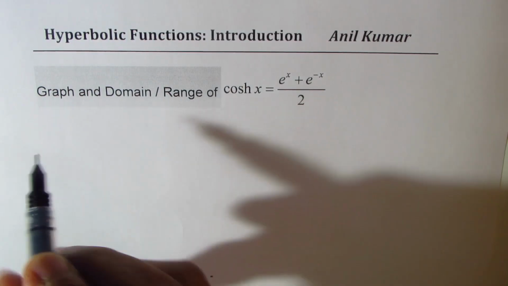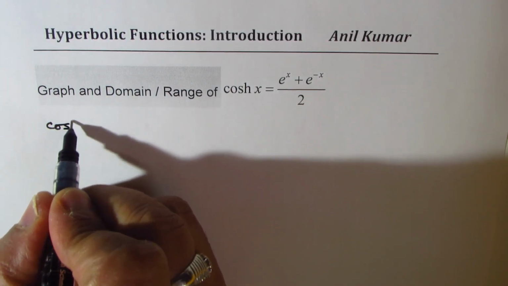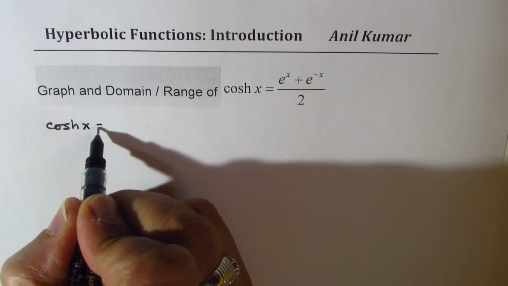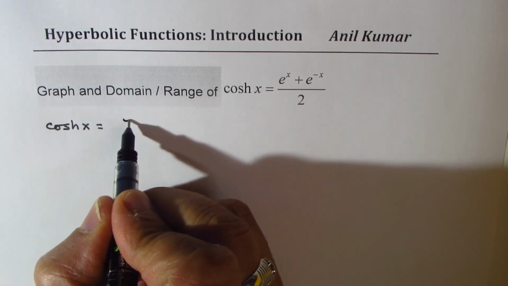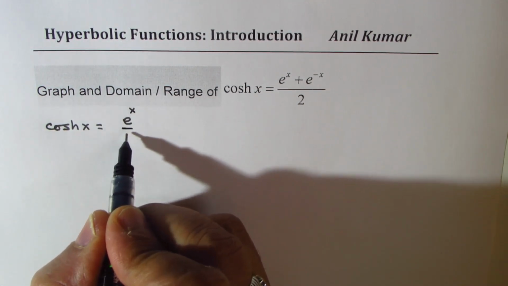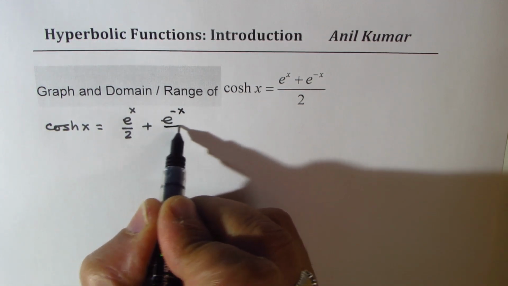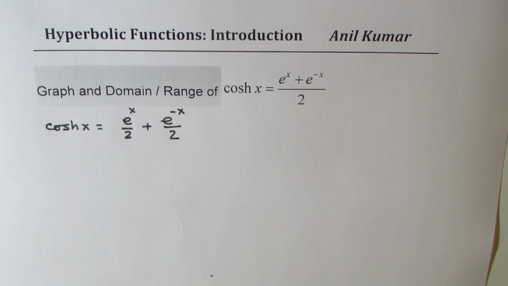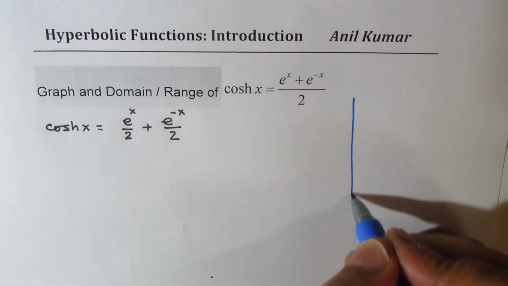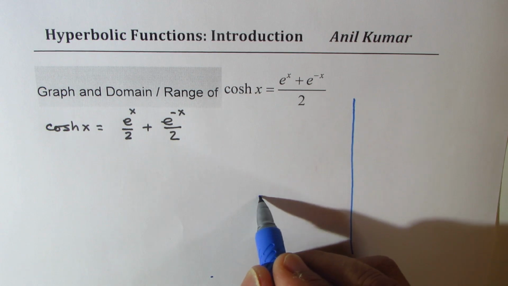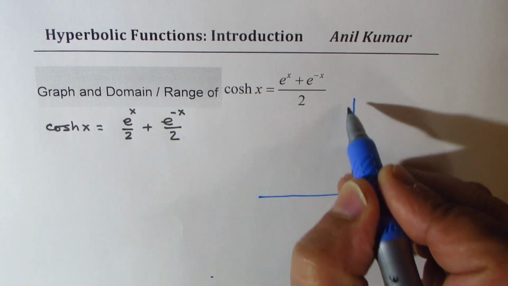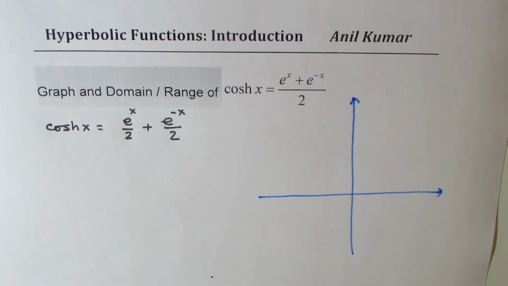Now let us write down cos hyperbolic x as a combination of exponential functions: e to the power of x over 2 plus e to the power of minus x over 2, right? So half of these. Let me first sketch the graph, and then we are going to write domain and range after sketching the graph of cos hyperbolic x.